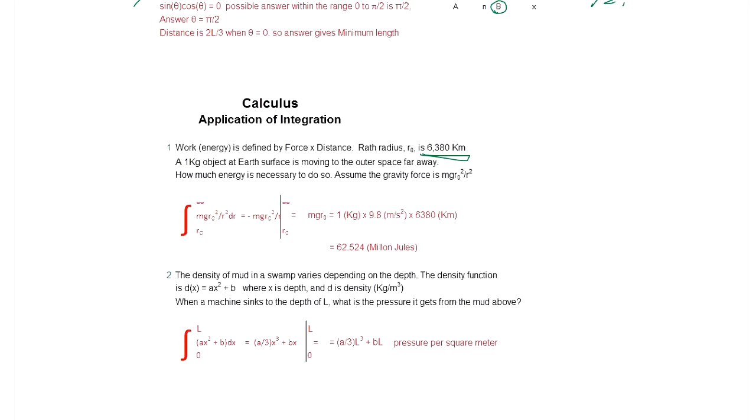a 1 kilogram object on Earth. This is Earth. The surface is moving to the outer space far away. How much energy is necessary to do so? I assume the gravity force is this.